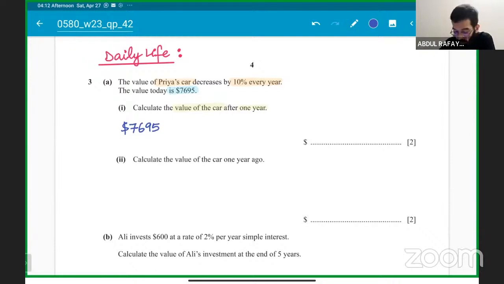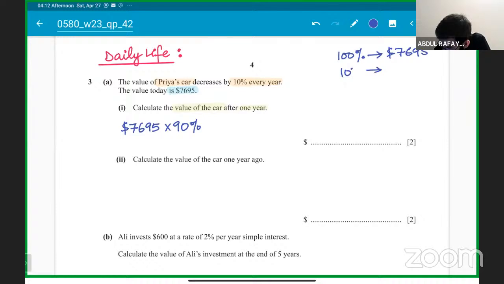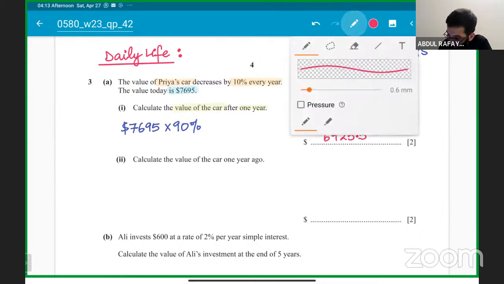There are two options, students. You can do it in two ways. You can either find 90% of this directly, because if the value of the car is 100% today and it reduces by 10%, it will become 90%. So in percentage we deal: the value was 100%, we took off 10%, so we got 90% value, which comes to 6,925.5, which is the correct answer, I believe. So you can directly solve it and get both the marks.